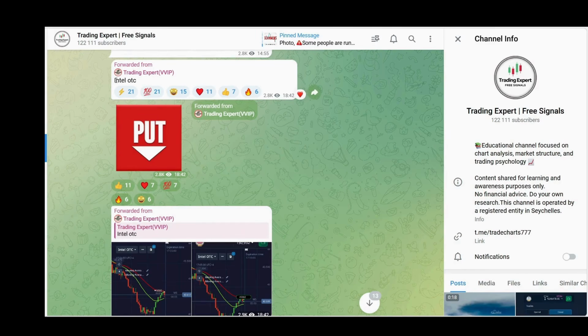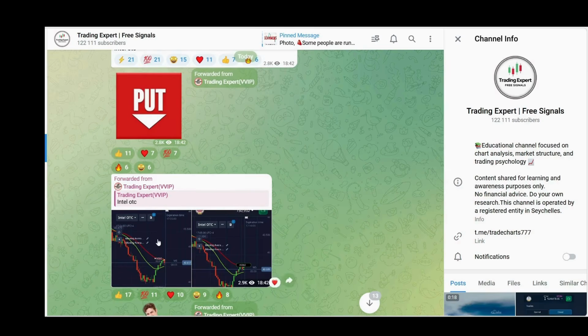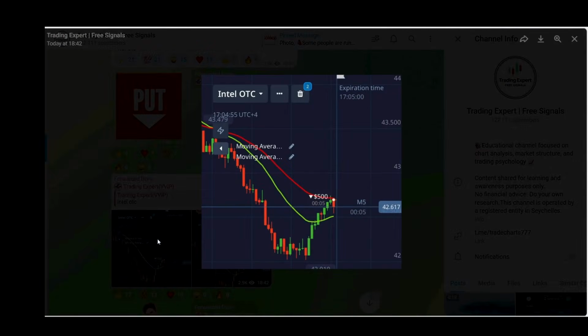Now let's move on to the first trade. This was the first trade which we provided on Intel OTC for the downside move. Let me explain the logic behind this trade. You can see there was a moving average, and the previous candle was also taking resistance from the moving average. That's why we provided a signal for the downside move, and this was a clear win.